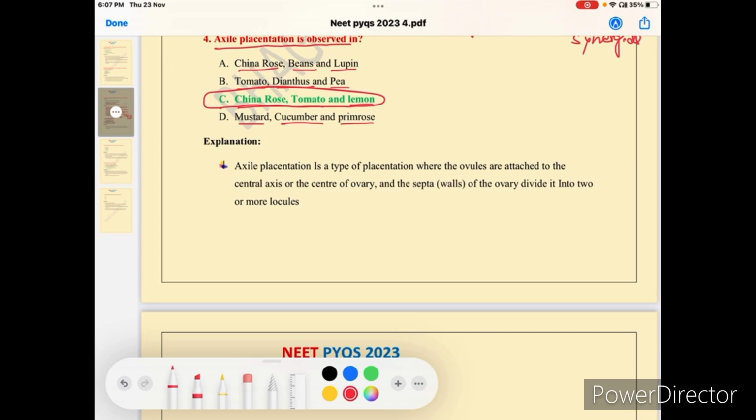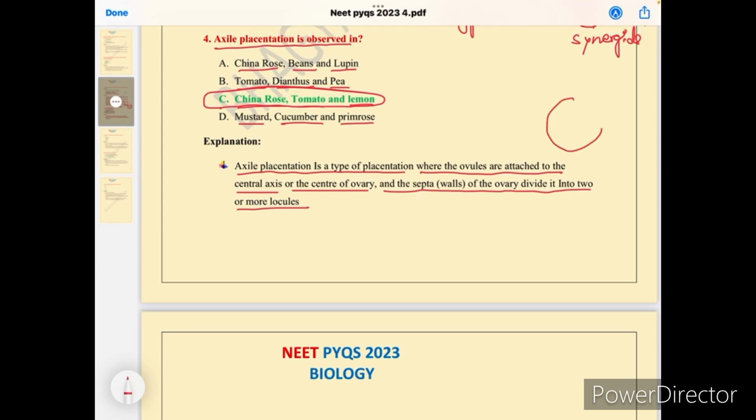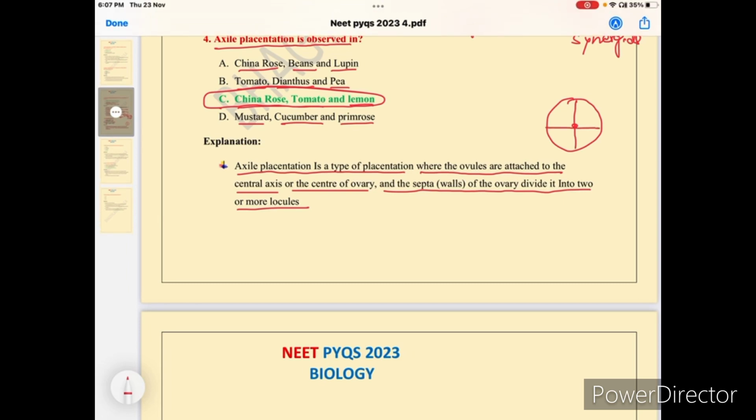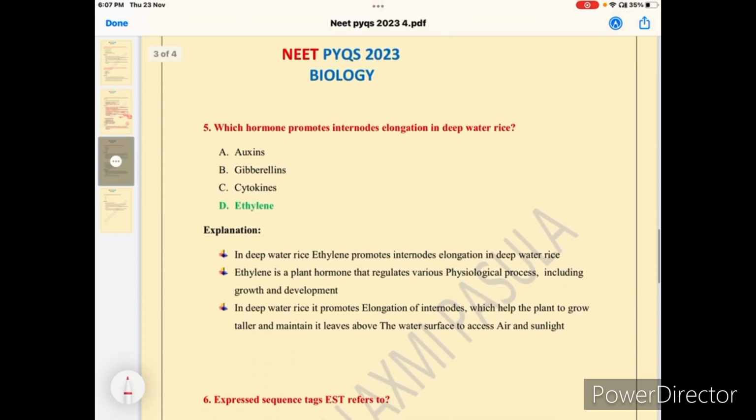Axial placentation is a type of placentation where the ovules are attached to the central axis or the center of the ovary, and the septa walls of the ovary divide it into two or more locules. This axial placenta is like this, where this is the ovary and it is divided into two or more locules. Let us see the next question.